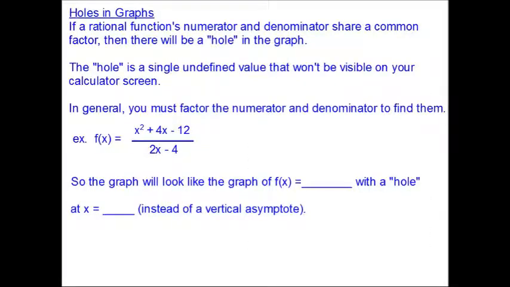Alright, now with slant asymptotes in the books, another weird thing that can kind of happen that we haven't dealt with yet is something called a hole in the graph. Well, it's not an official name for it, but that's what I'm going to call it.